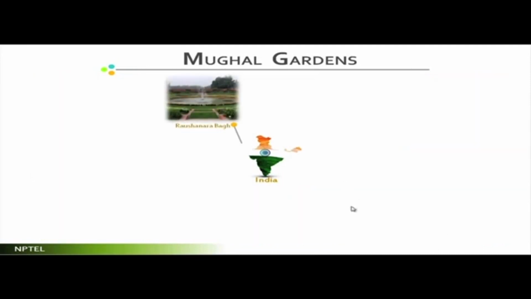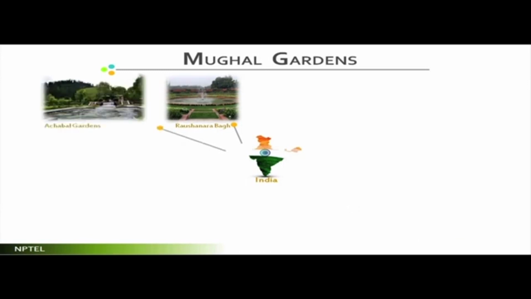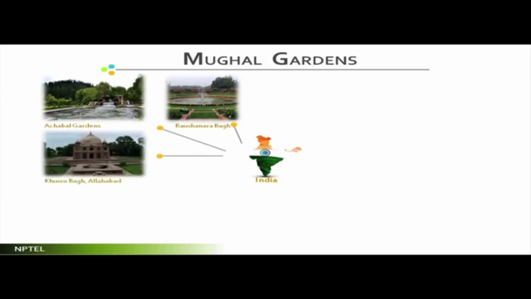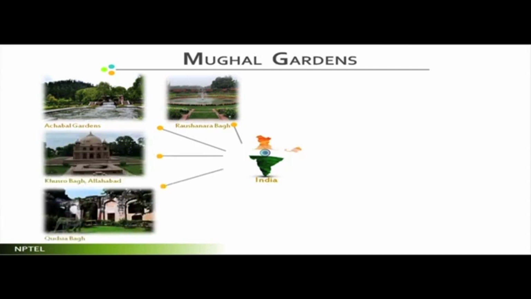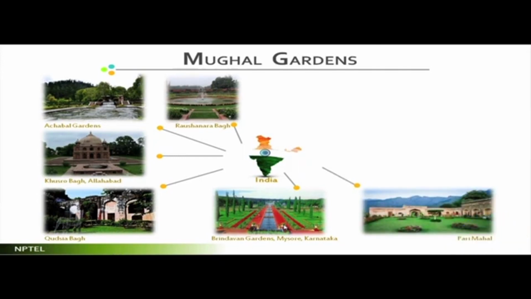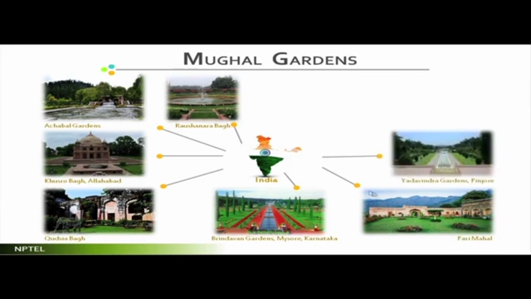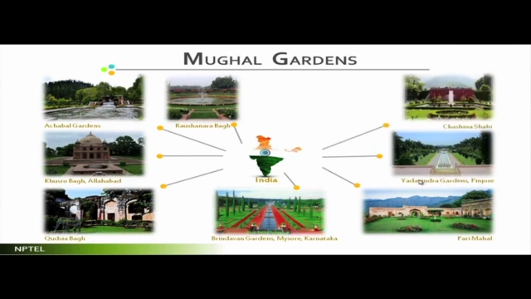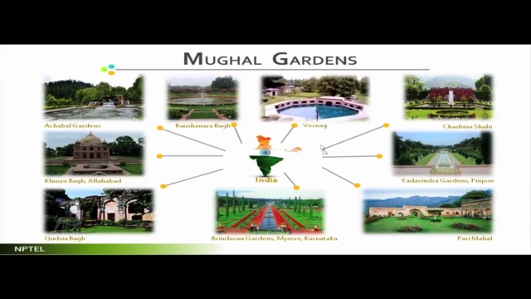Other examples: Roshnara Bagh, Achwal Gardens, Khusru Bagh, Kutsia Bagh, Brindaban Garden, which I'll come to for discussion purposes. These were originally done; Vrindavan Garden was done later. Pari Mahal, Yadavindra Gardens, Pinjore, these are all emulations. Chashma Shahi and Verinag are historical gardens. Vrindavan Garden, when it was developed in Mysore, they tried to emulate the Mughal garden.